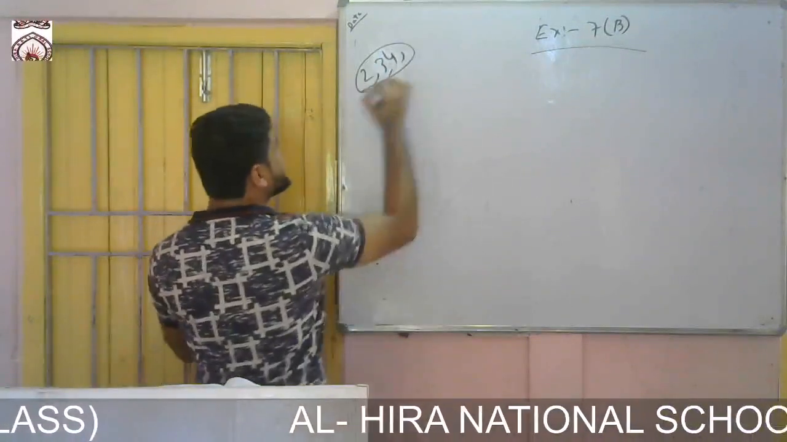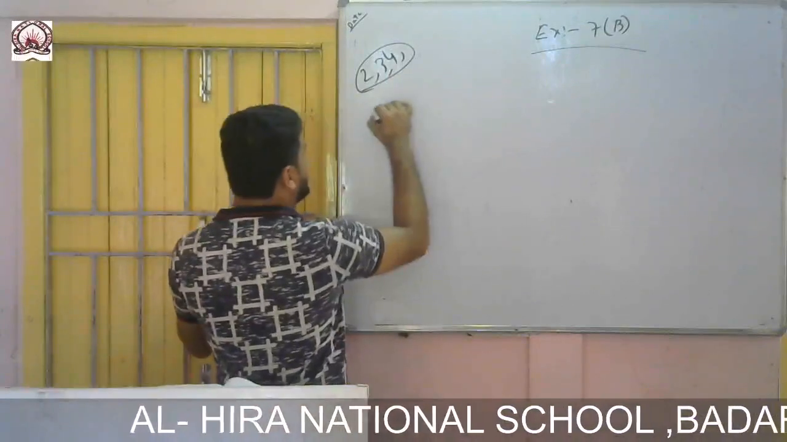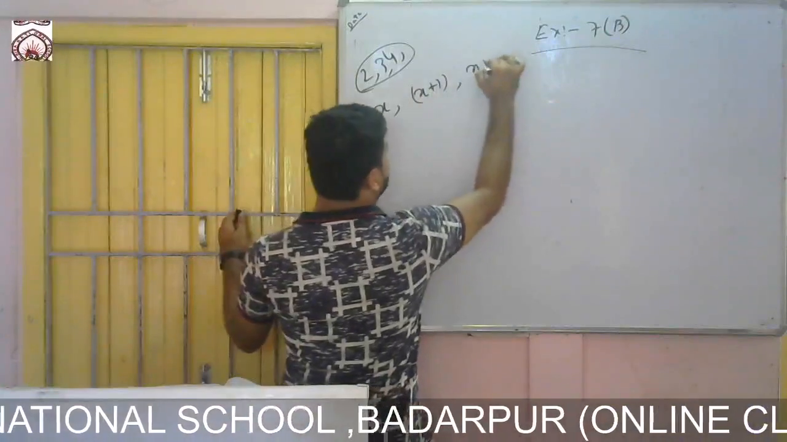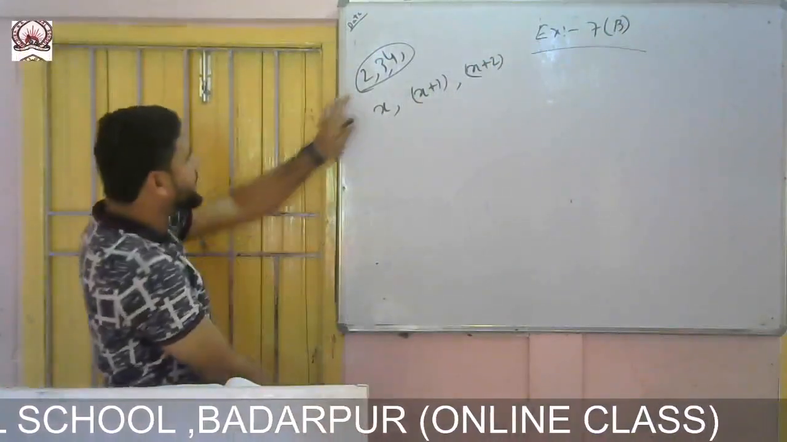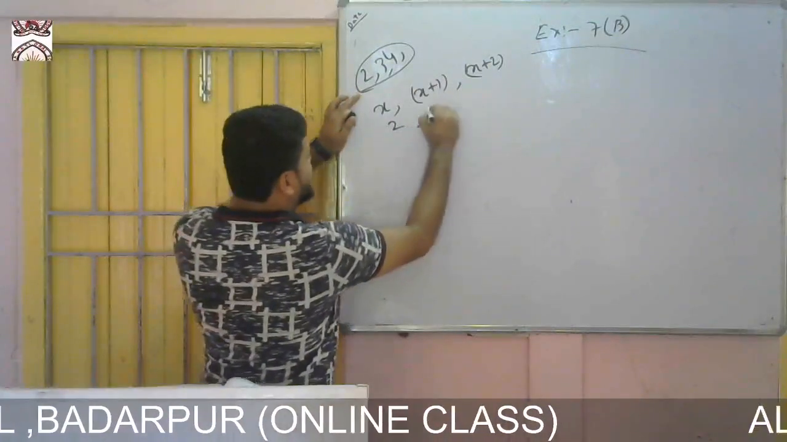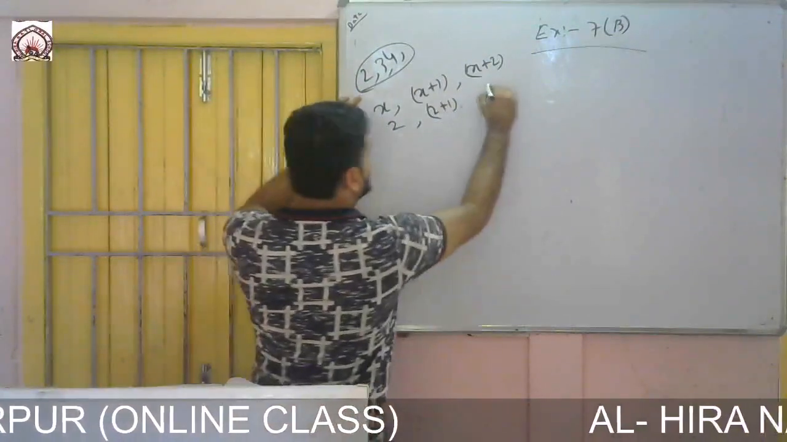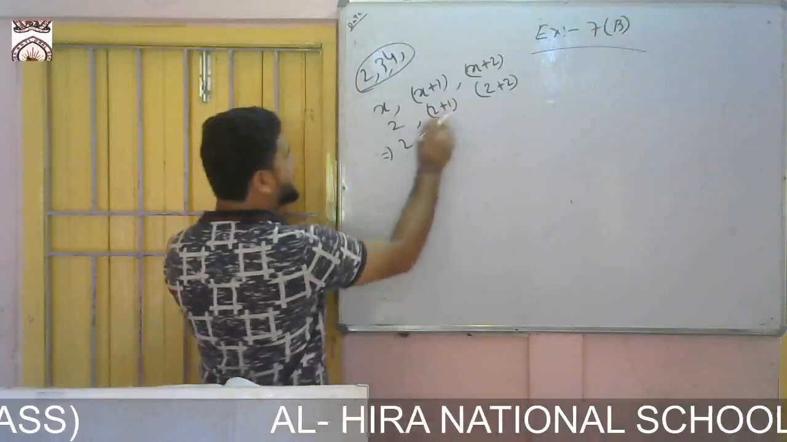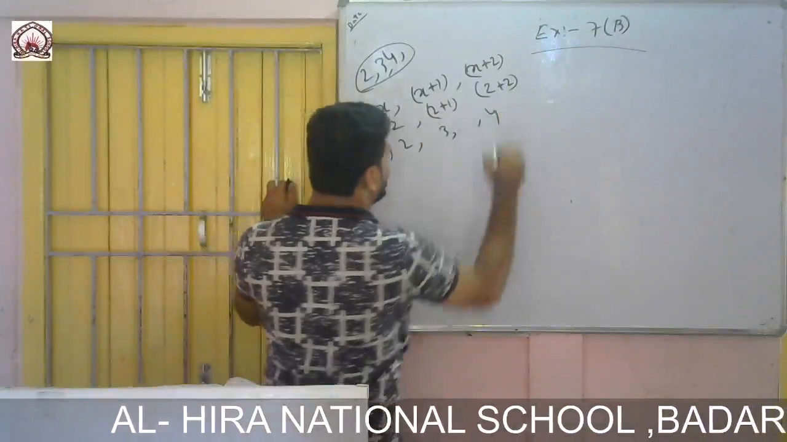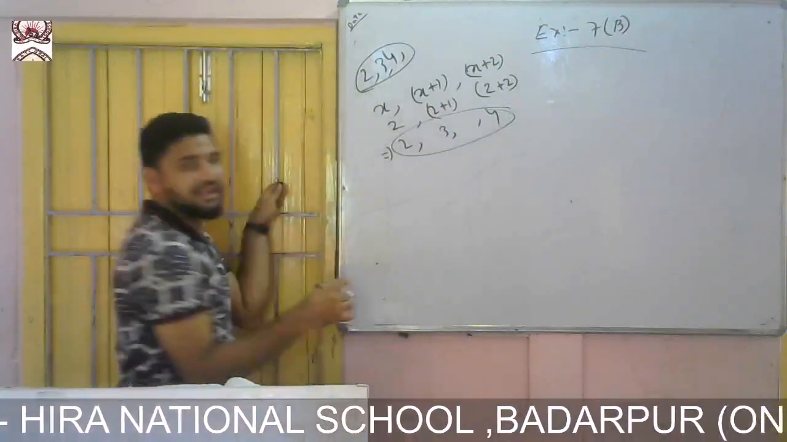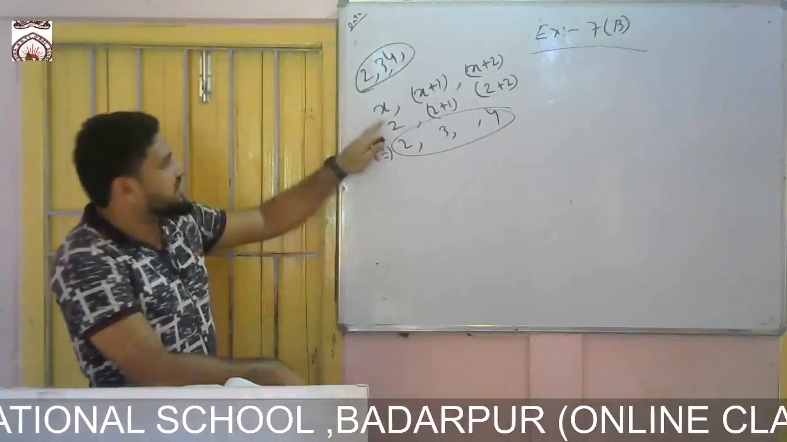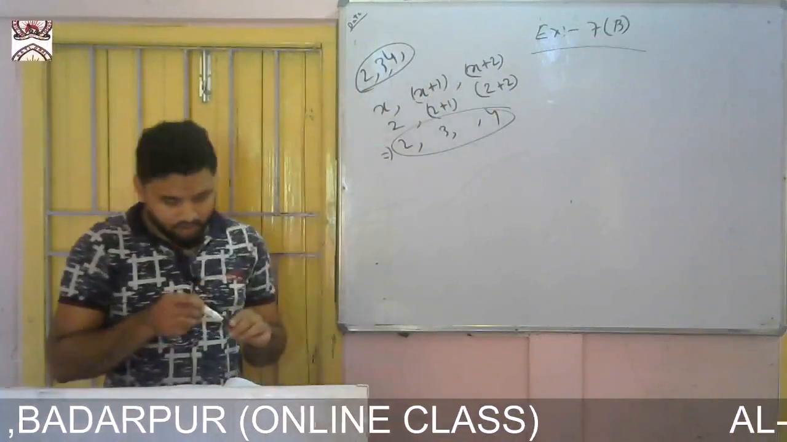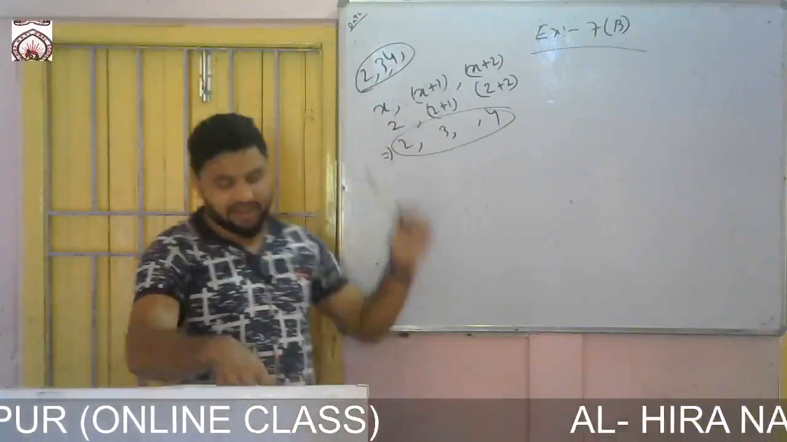So how can I express this in variable format? x, x plus 1, x plus 2. If 2 is x, then here 2 plus 1 is 3, and 2 plus 2 is 4. So you see 2, 3, 4 coming. That means in the format of variables, the consecutive numbers are x, x plus 1, x plus 2. Any numbers like this you can express.